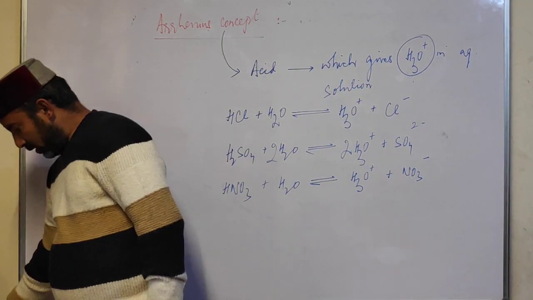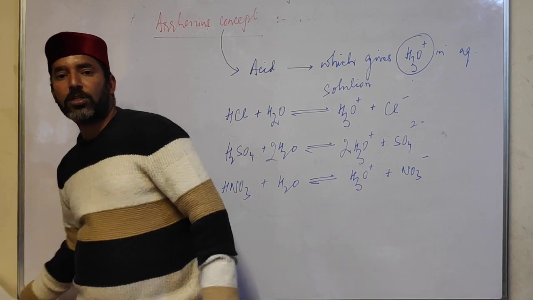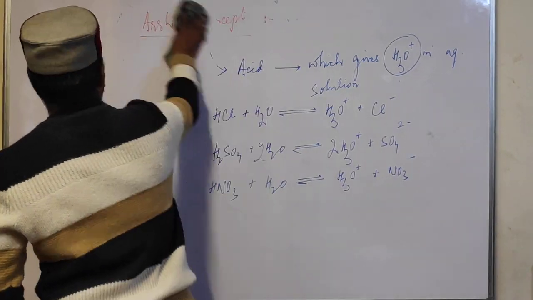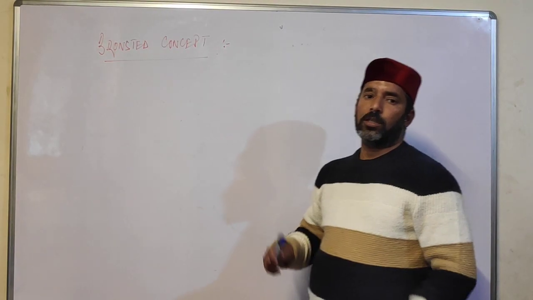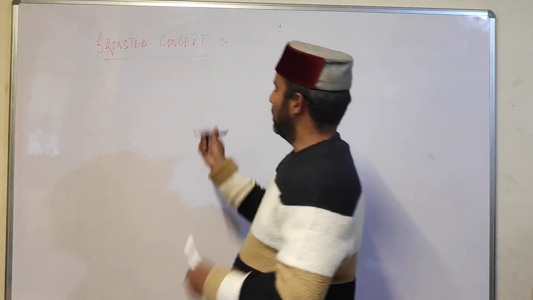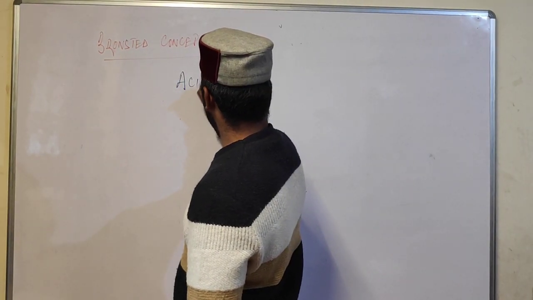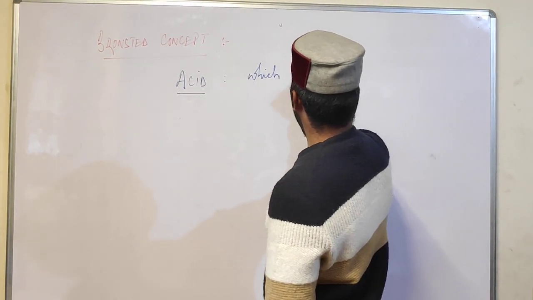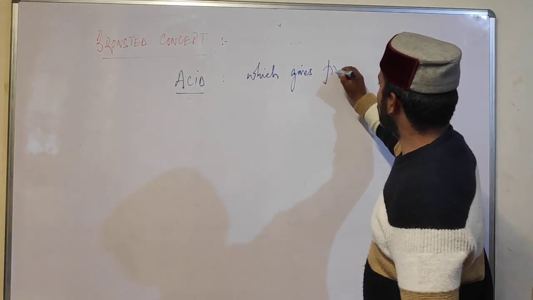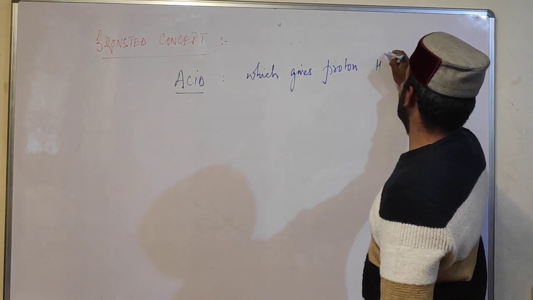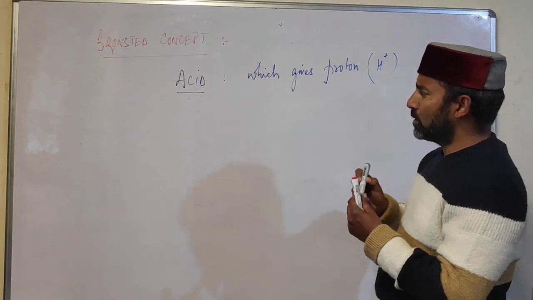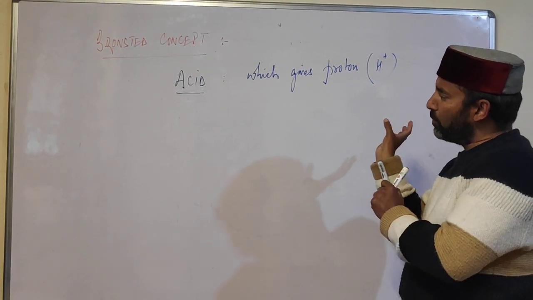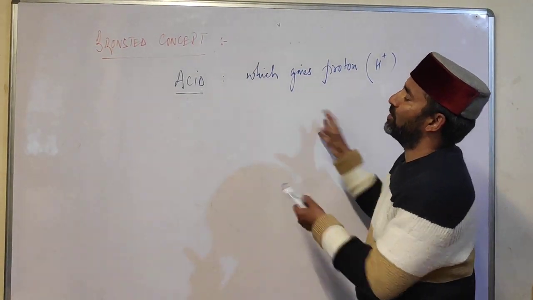Now there is another concept which is called Bronsted-Lowry concept. So next we have Bronsted-Lowry concept. Students, according to Bronsted concept, an acid is a substance which gives proton, and proton here is H positive. So listen, according to Bronsted concept, any substance which is capable of donating a proton is called acid. So here medium water is not essential.